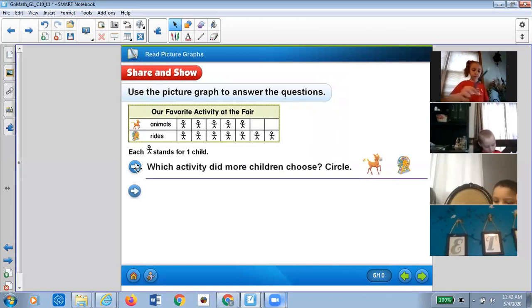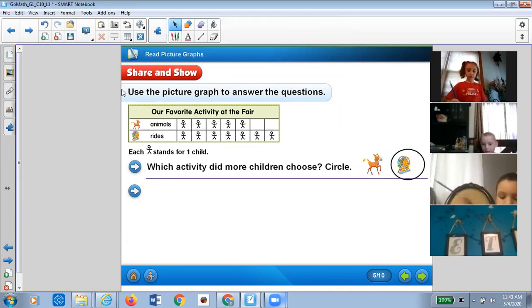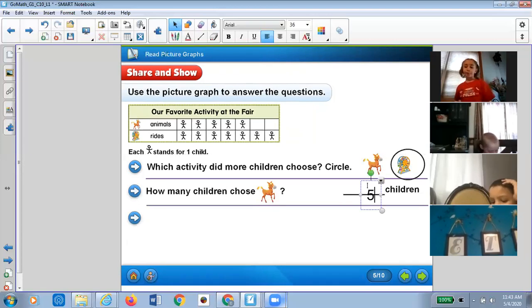The first question is asking, which activity did more children choose? Animals or rides? Nolan, the rides. Go ahead, rides. So please circle rides. Right there. Good. The next question asks, how many children chose animals? Michael, how many children chose animals? 5. So please put a 5.